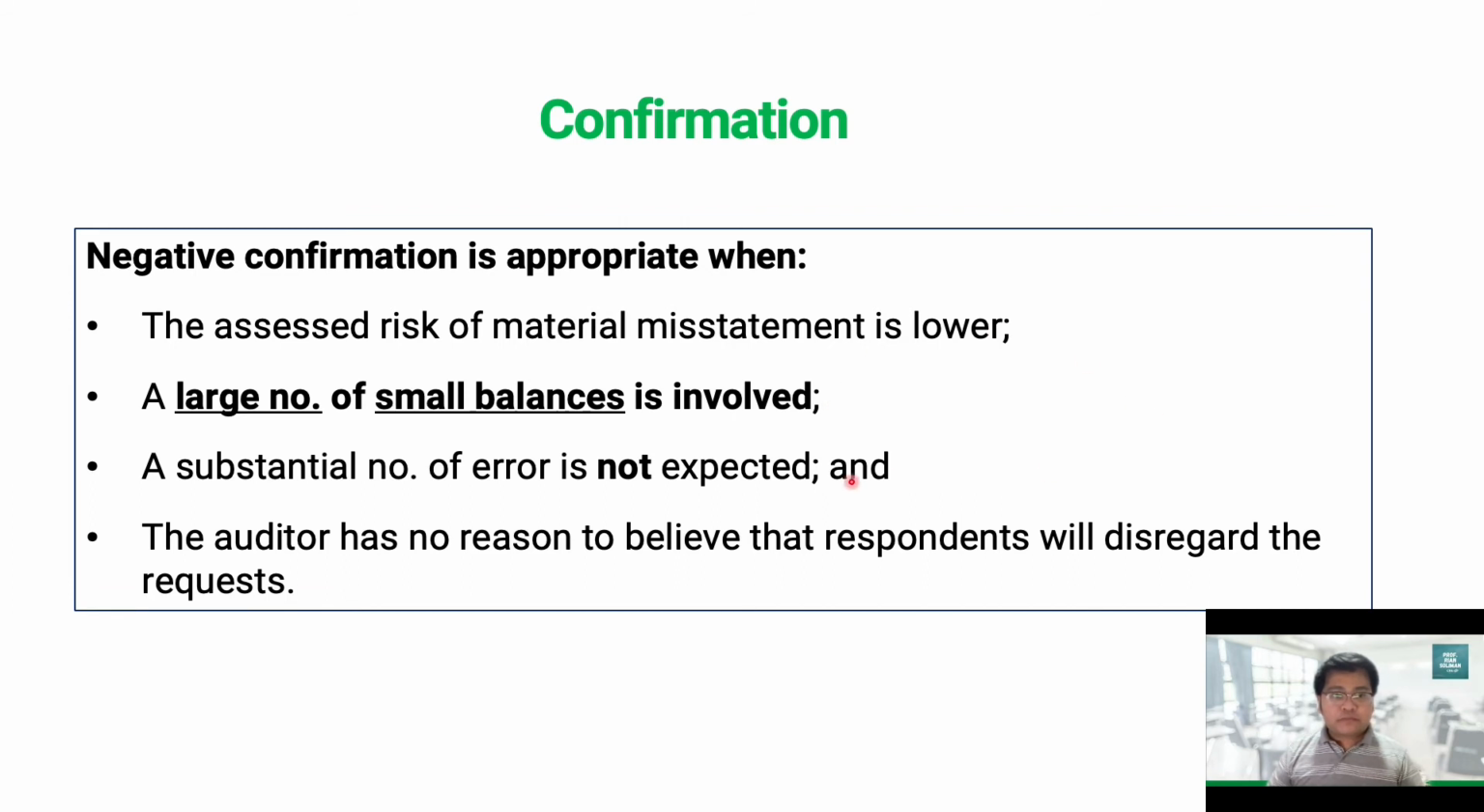We also use negative confirmation only when we expect few errors, so a substantial number of errors is not expected. This connects to the first one, a lower risk of material misstatement. And the last criterion: the auditor has no reason to believe that the respondents will disregard the request. So only if these are present can we use negative confirmation.